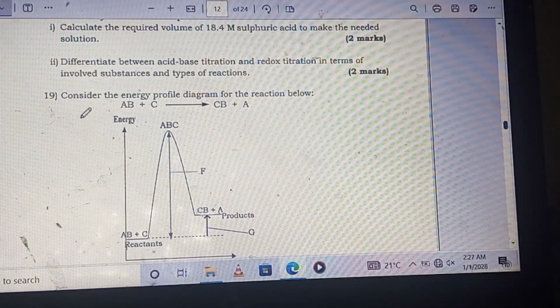Question 19. Consider the energy profile diagram for the reaction below: AB plus C gives CB plus A. You see we have energy, we have reactant, we have product. From AB plus C, the energy increases up to ABC and decreases to CB and A.